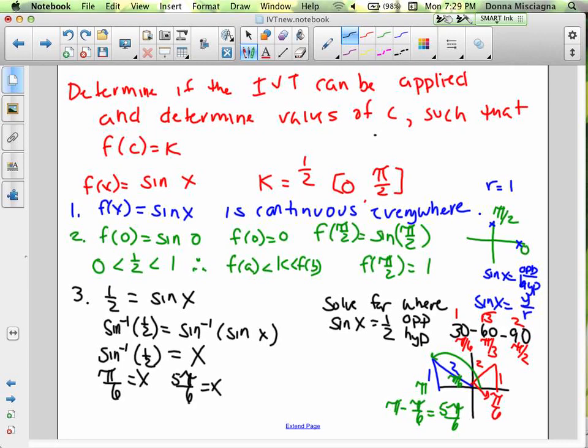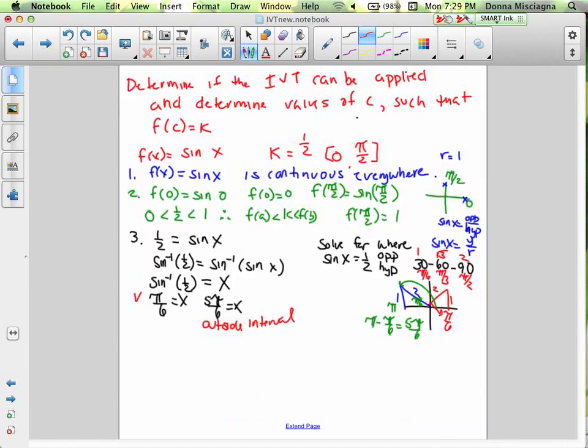Are they both good? It's possible to have more than one c. Not in this case. This one right here is outside the interval. That is more than pi over 2. But this one is good. All right, so now let's just end our answer here.